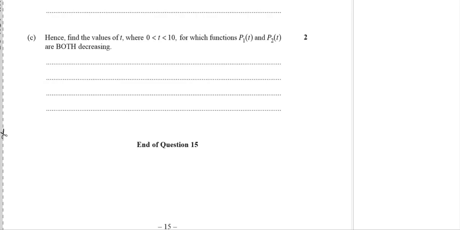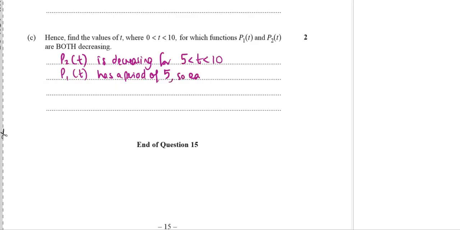Part C. Hence, find the values of t where t is between 0 and 10, for which the functions P1 of t and P2 of t are both decreasing. We worked out above that P2 of t is decreasing for t above 5. And we need to consider where P1 of t is also decreasing. We know that P1 of t has a period of 5. So each quadrant is 5 on 4.